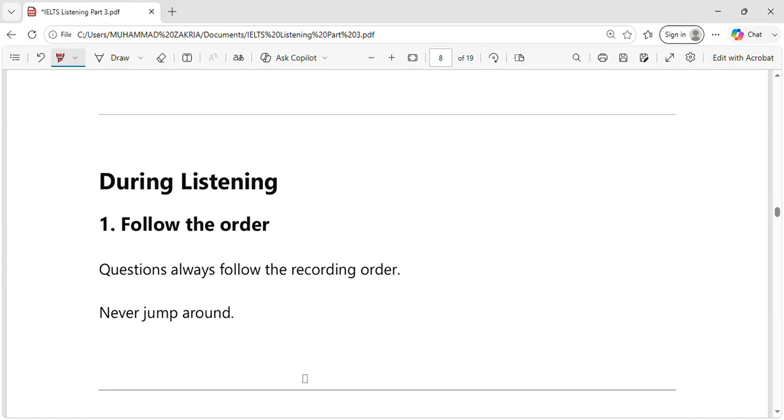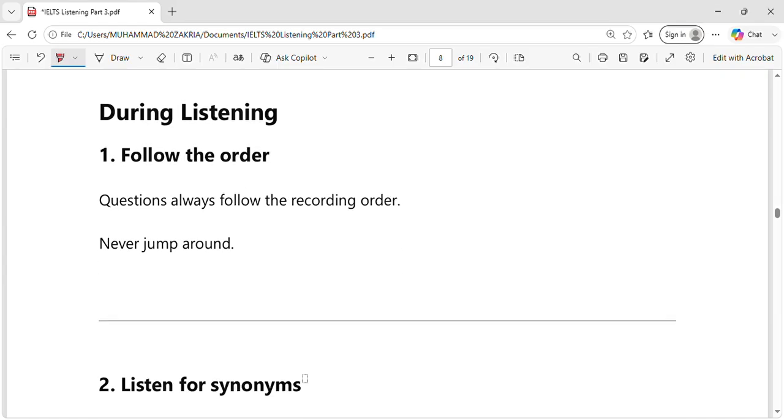During the listening, follow the order. This is the instruction about that. One of the best things in the IELTS is they do not jump from one question to another. They continue in a flow. Okay, so follow the order.